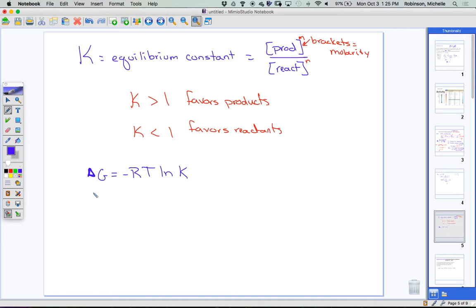What does delta mean in math? Change in. Right, the difference. So it's the final minus initial. That's really what it is.